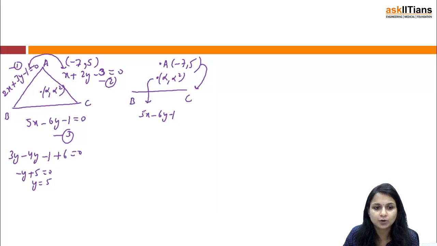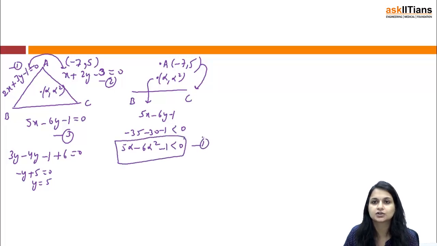So let me put this point in this line. Minus 7 comma 5 would give me minus 35 minus 30 minus 1, which is less than 0. So when I put alpha, alpha square, 5 alpha minus 6 alpha square minus 1 will also be less than 0. This is a very important condition, the first condition, right? Similarly, we will be getting 2 more conditions and hence the final answer. So let's see how we can find the other 2 conditions.